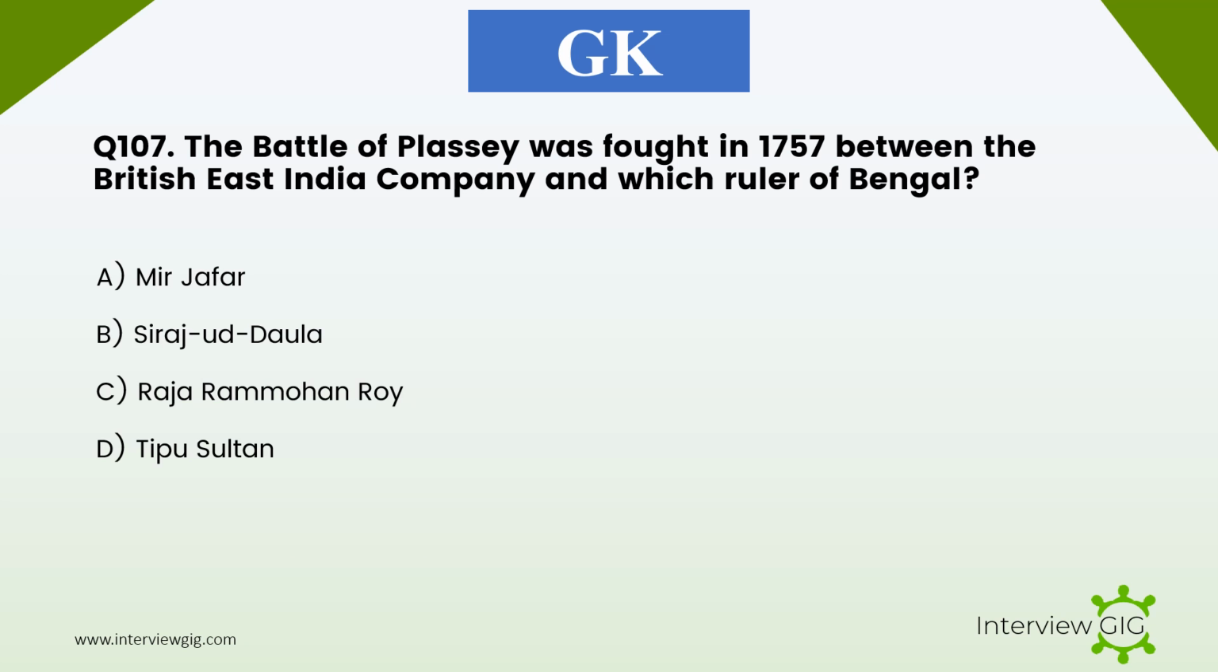Next question. The Battle of Plassey was fought in 1757 between the British East India Company and which ruler of Bengal? A. Mir Jafar. B. Siraj ud Daulah. C. Raja Rammohan Roy. D. Tipu Sultan. Answer B. Siraj ud Daulah.